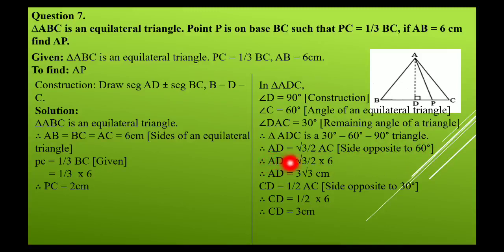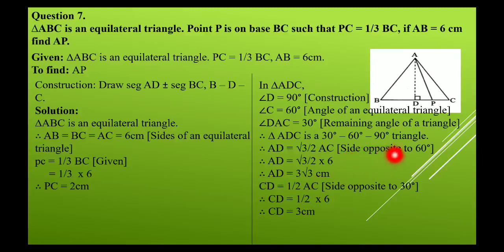AD is equal to root 3 upon 2 into AC. Root 3 is the side opposite to 60 degree. What is 60 degree? Angle C is 60 degree. Opposite to 60 degree is AD. AD is equal to root 3 upon 2 into hypotenuse. Hypotenuse is AC. That's why AD is equal to root 3 upon 2 AC. We know AC value is 6, so AD is root 3 upon 2 into 6. After a simple calculation, AD is 3 root 3 centimeter.